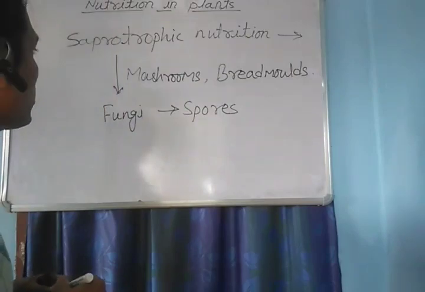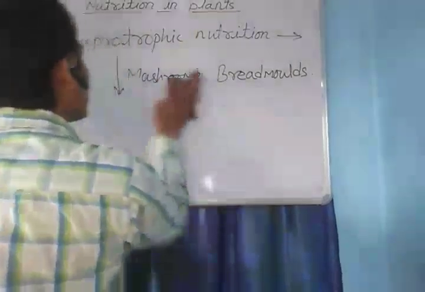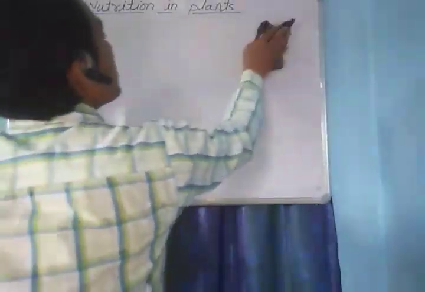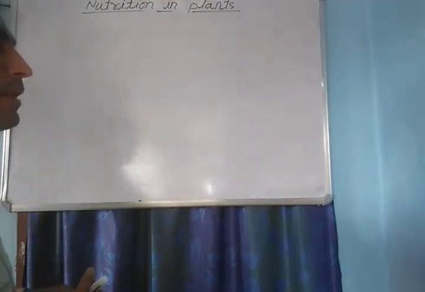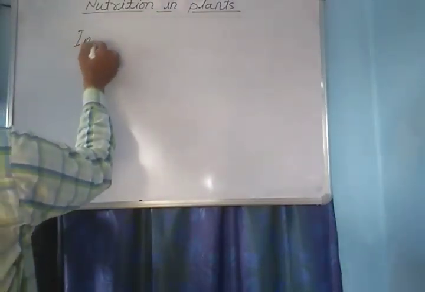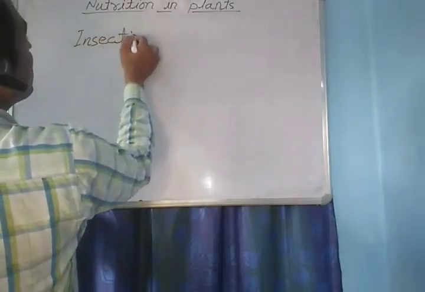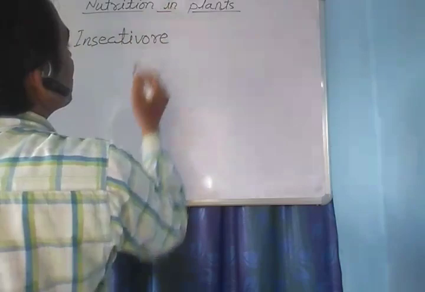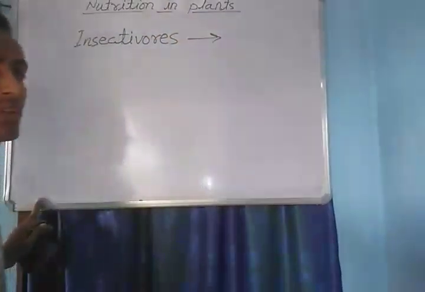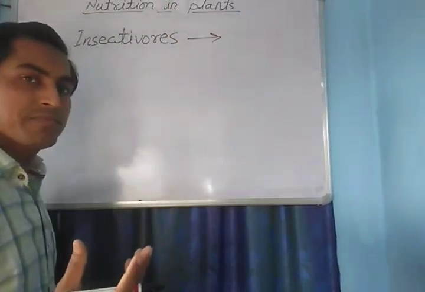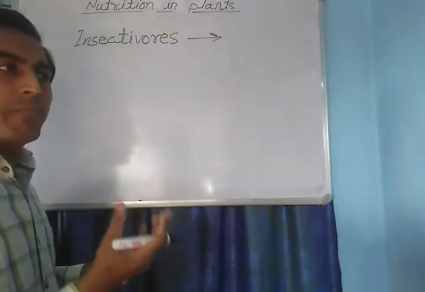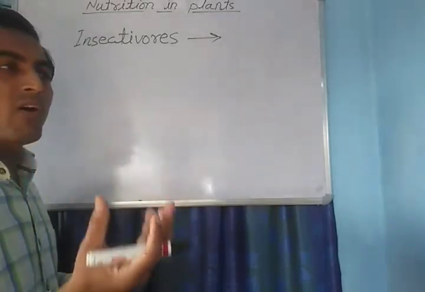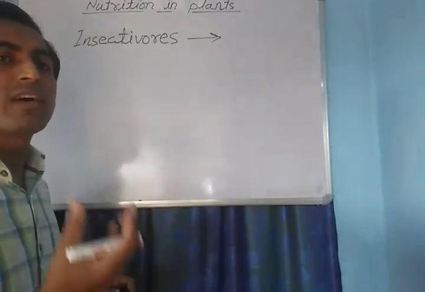Now the other mode of heterotrophic nutrition. One is a very special type of nutrition, that is insectivorous. Insectivorous plants are green, but they trap or eat insects for fulfilling their requirements.